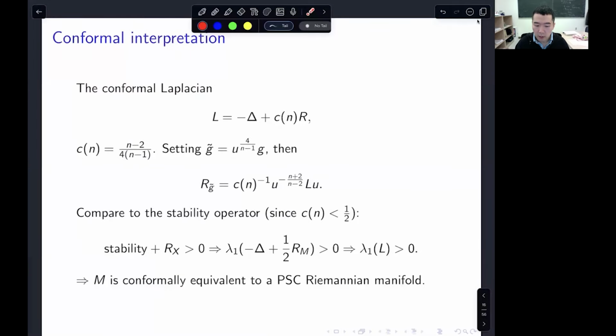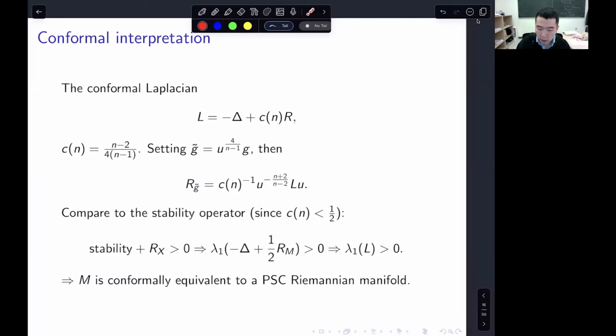So the upshot here is that through this conformal interpretation, one concludes that any stable minimal hypersurface M is conformally equivalent to a positive scalar curvature Riemannian metric. So you do get a PSC Riemannian metric of one dimension lower through this conformal change. You also use that the first eigenfunction for the first eigenvalue doesn't have zeros, right? Yes, the first eigenfunction of this kind of Schrodinger operator is always positive or negative, let's say positive in this case.